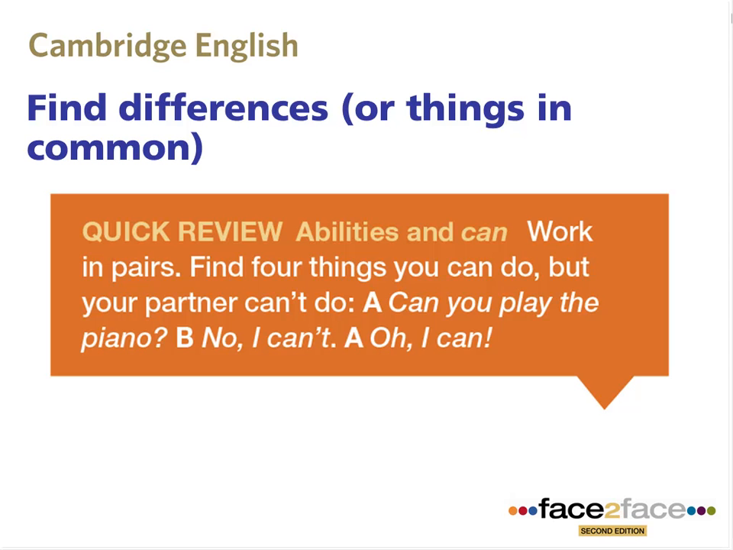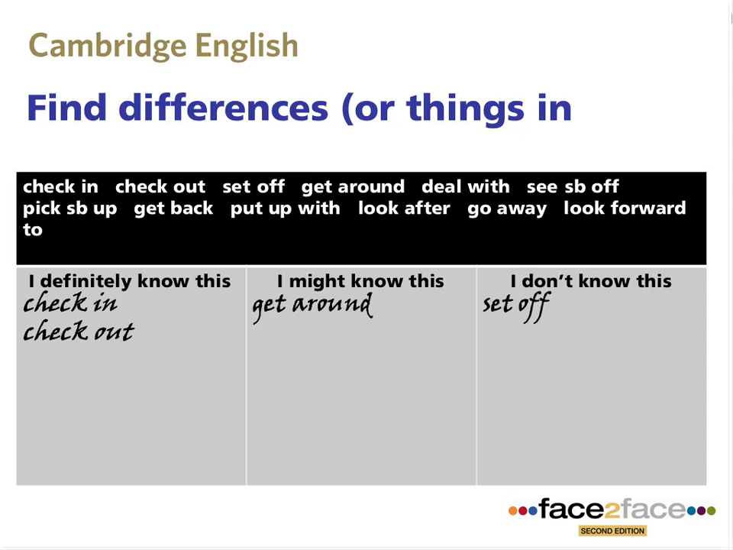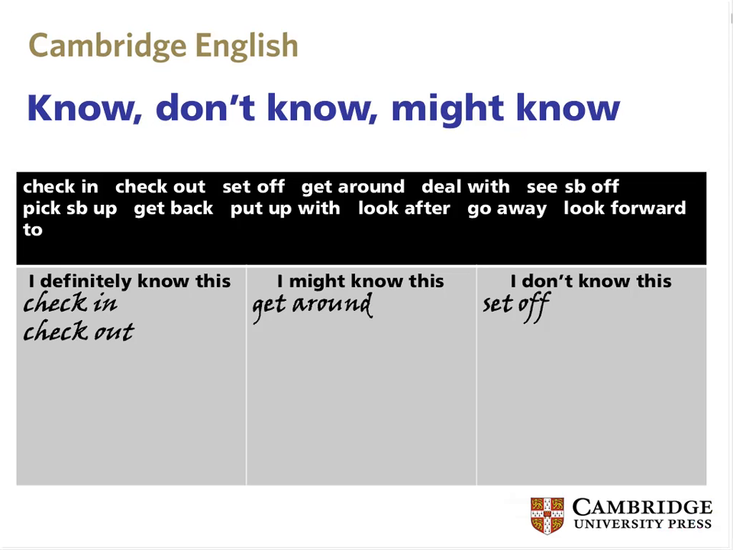For example, find 3 things you do in your free time your partner doesn't do. Find 4 things you eat your partner never eats. Find 3 things you both like doing at the weekend. And it is a great one to have up your sleeve for a few minutes at the end of a class. Never fails, this one. Okay, if you want to review lots of vocabulary from the whole week, here's another format that I've used quite a lot. I call it know, don't know, might know.